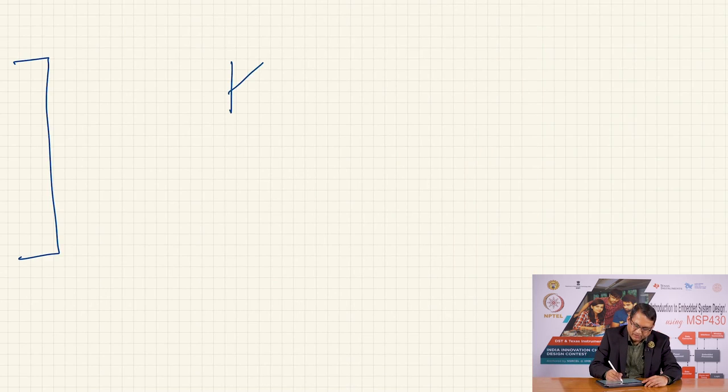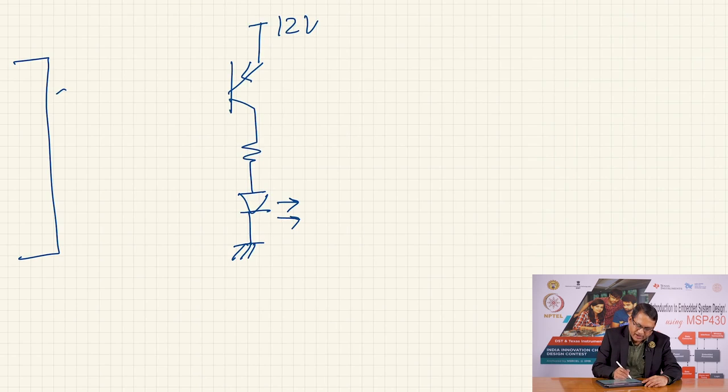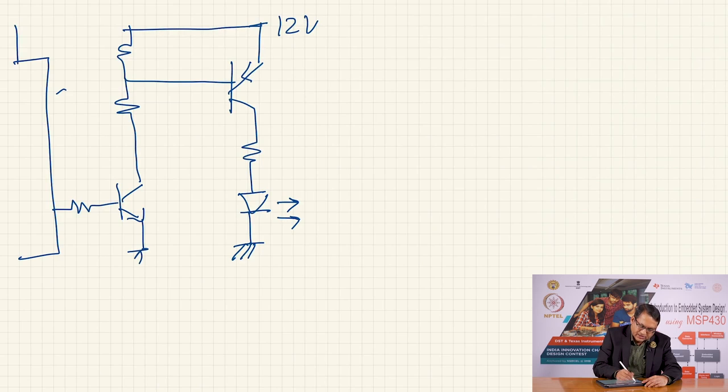Now, we have a PNP transistor where the VCC is 12 volts. Here is our load through the resistor and LED, and we have now a resistor driving an NPN transistor, and at the base of the resistor we have created a voltage divider. This is connected to 12 volts. This has a supply voltage of 3.6 volts.